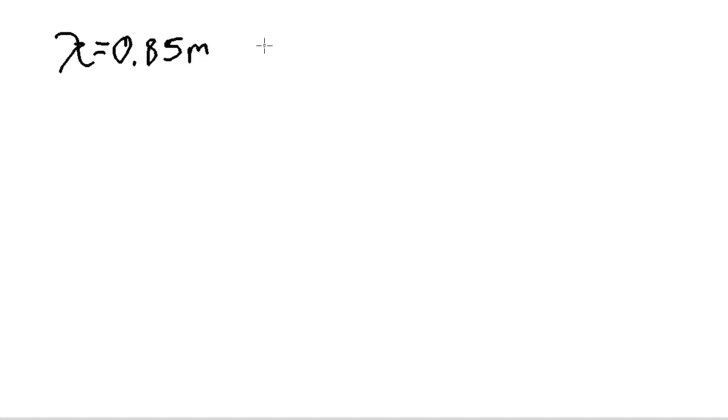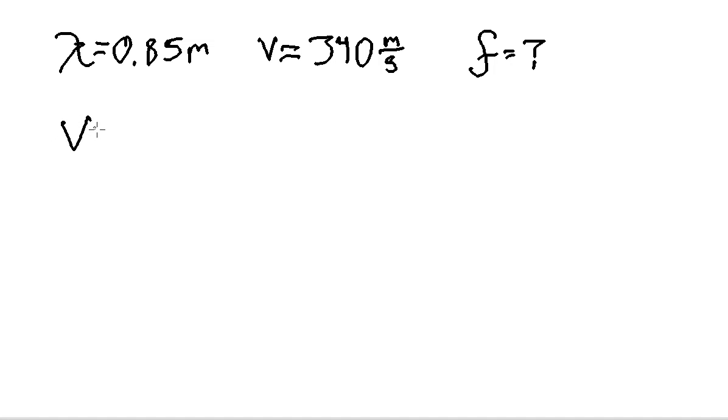Traveling in room temperature air. At room temperature, sound waves travel at about 340 meters per second. And we are asked to find the frequency. All right, so this is a very simple problem. You're just using this formula and solving for this variable.